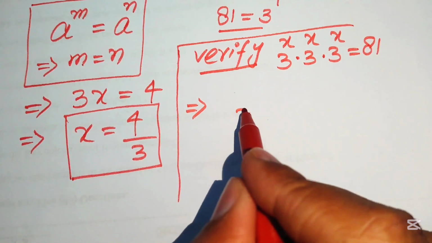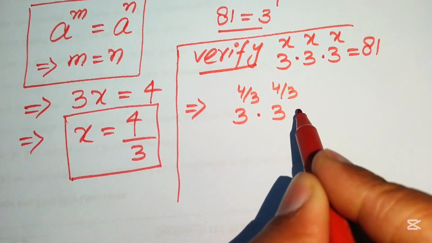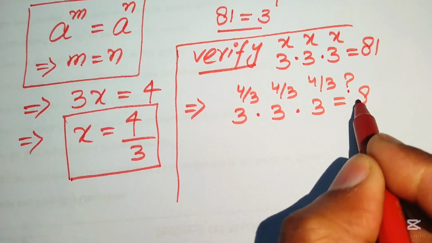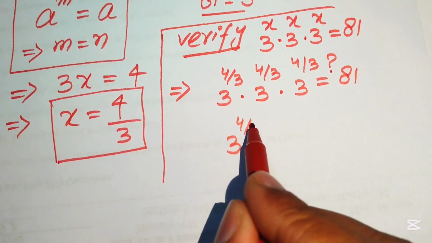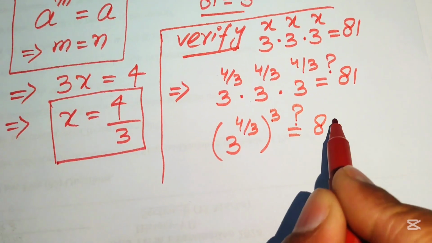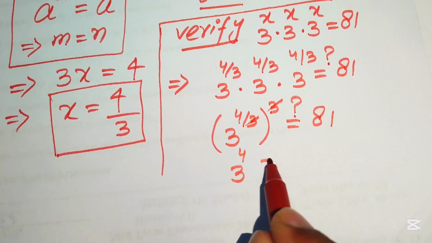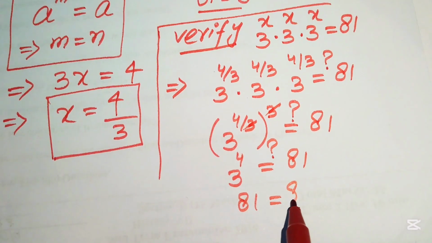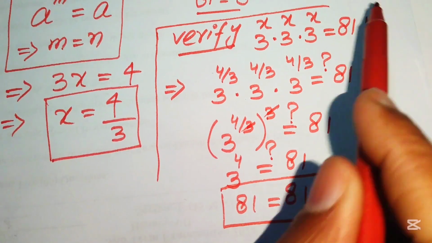So we write it as 3 to the power of 4 over 3 multiplied by 3 to the power of 4 over 3 multiplied by 3 to the power of 4 over 3, and we check whether this equals 81. Again these three numbers are multiplied by each other, so we write it as 3 to the power of 4 over 3 and its whole power 3 equals 81. This 3 is cancelled out by this 3, and we have 3 to the power of 4. Is this equal to 81 or not? 3 to the power of 4 is 81, equal to 81. This shows that the value of x satisfies our given question statement.